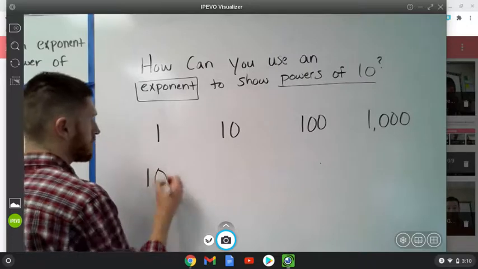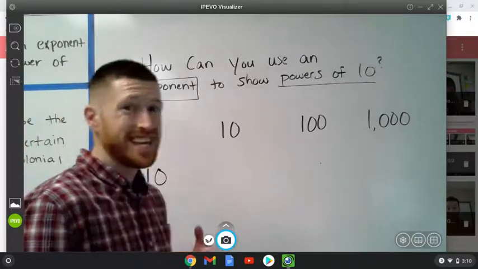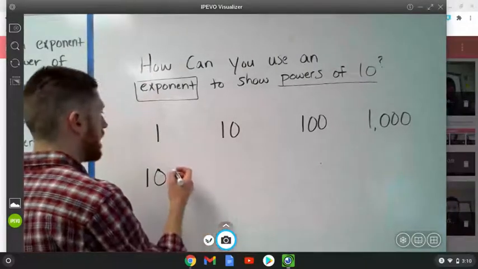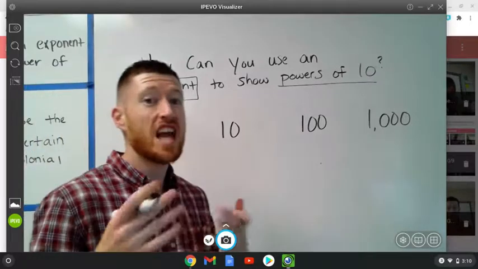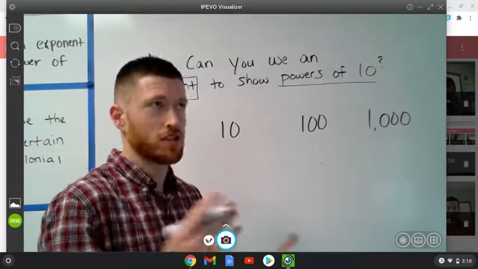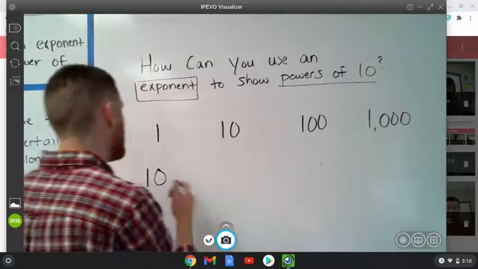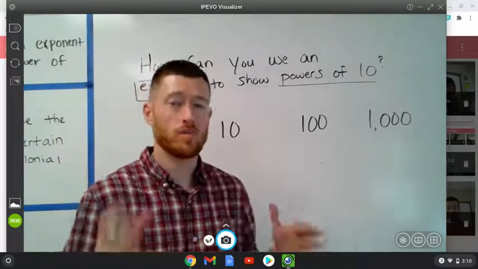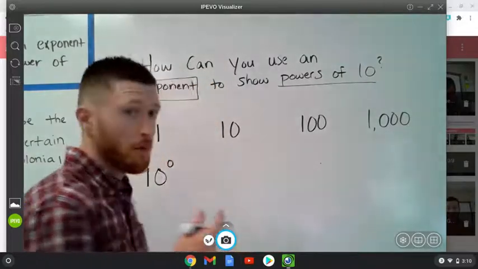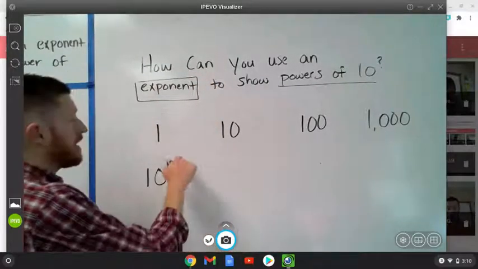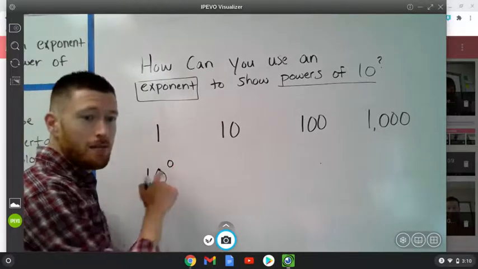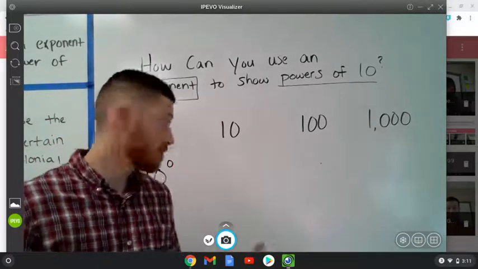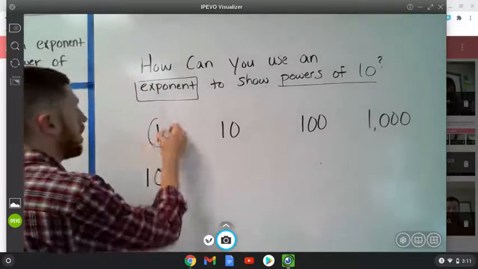10, just trust me on this, it can be represented as 10 times nothing equals 1. There's nothing you can multiply by 10 to get 1. So that means that's 10 to the 0 power, because the only way to get 1 is just 1 times 1. So remember that, 10 to the 0 power. This little guy is your exponent. So the exponent's 0 for this one to get the number 1.